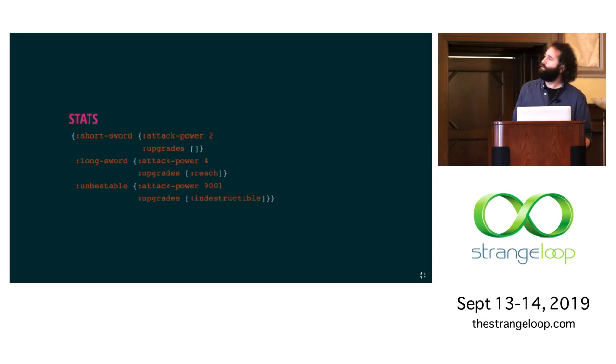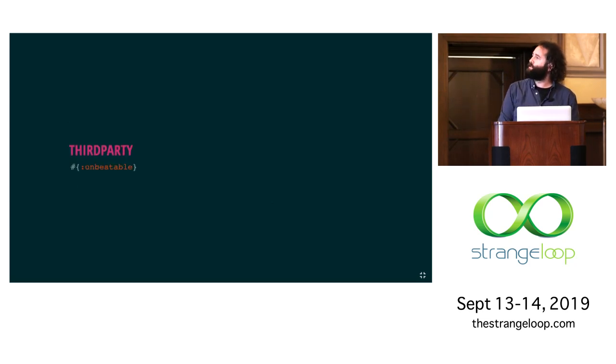So here's our stats. Our stats are just a map from weapon name to their stats. You're almost never wanting to just loop over stats and just list stats. You want to look up stats. And you'll see here that weapons can have this additional upgrade, and they also have an attack power. And then finally, the last part of our data definition is this third-party weapons. We have the unbeatable weapon, as third-party weapons always seem to be.